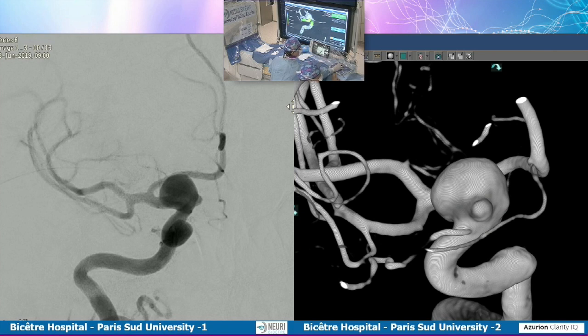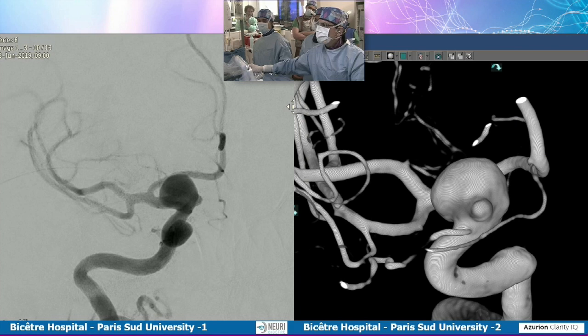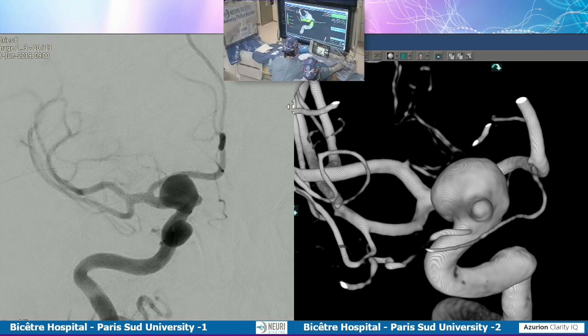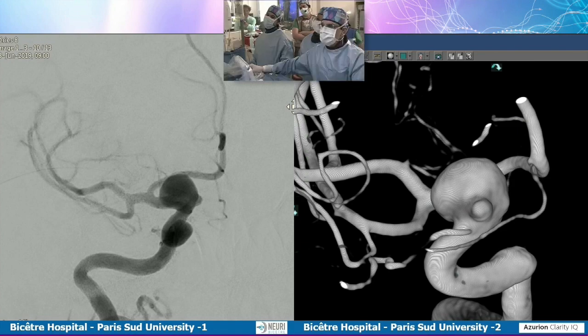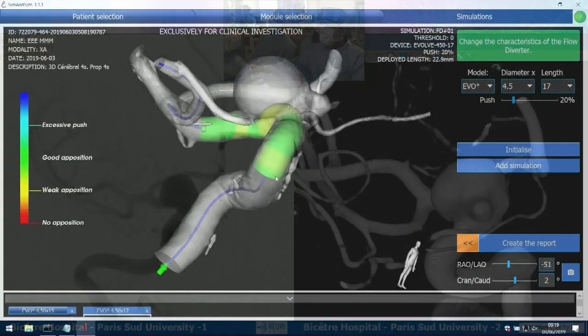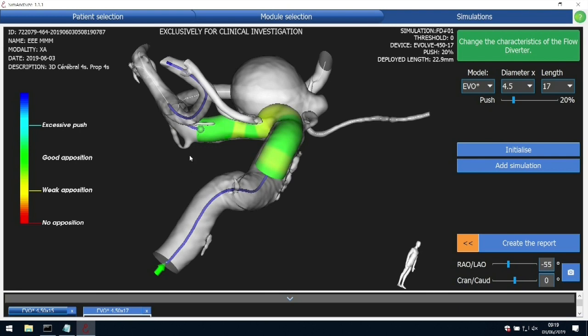Can you send the simulation? So you see here the software. Most of you know already. You can choose whatever is the brand. So this is an EVOLVE, which is the new flow diverter from Stryker. And you can select the diameter. We have selected the 4.5 diameter. And just to give you an example, this is a 17. So here you clearly see the wall position.